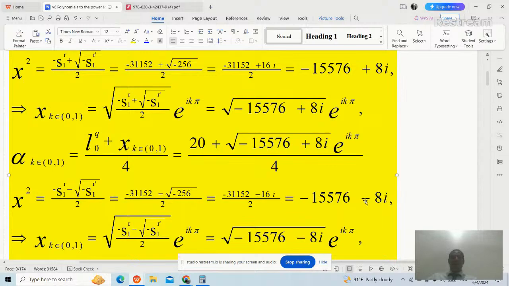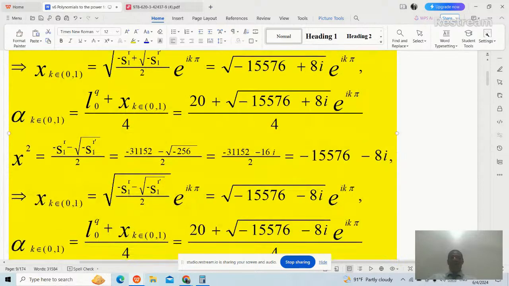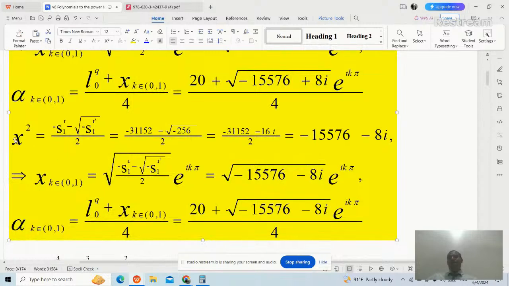So in order to continue, I should find out also the two other roots. I will just continue. I will say that x squared is negative s1 over the r minus root of negative s1 over the r dash, over 2. This one will give you, after simplification, learners, negative 31,150 over 2 minus 16i over 2. So after simplifying this complex number by 2, we'll obtain another complex number: negative 15,576 minus 8i.